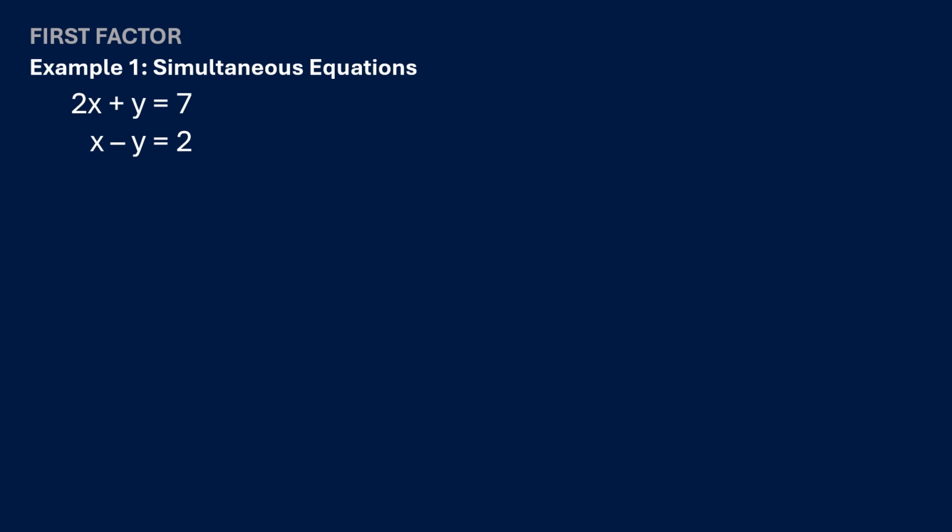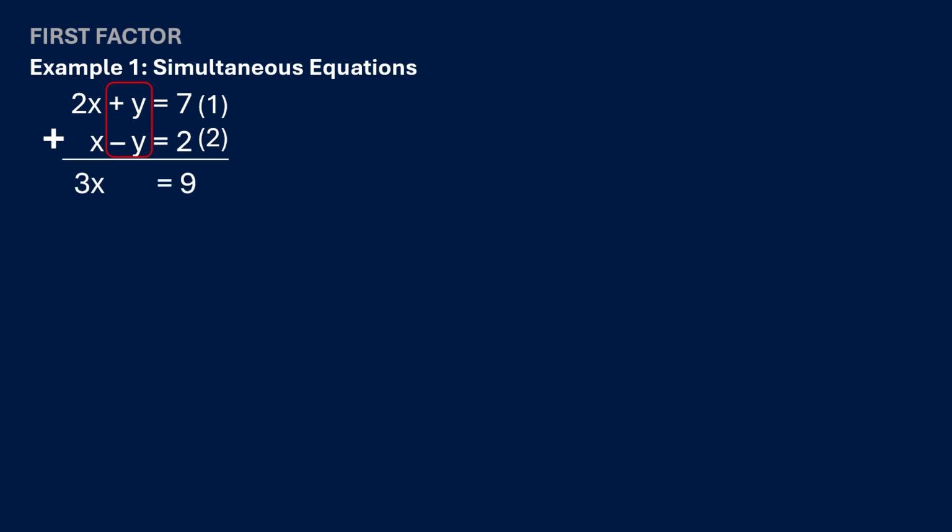Here we have two equations, 2x plus y equals 7 and x minus y equals 2. We start off by labelling the equations 1 and 2. Next, we need to ensure that either our x or y's are the same. In this case, you can see our y's are the same. We have a plus y and we have a minus y. What we need to do is either add them together or subtract them to eliminate the y's. So in this case, we're going to add them together.